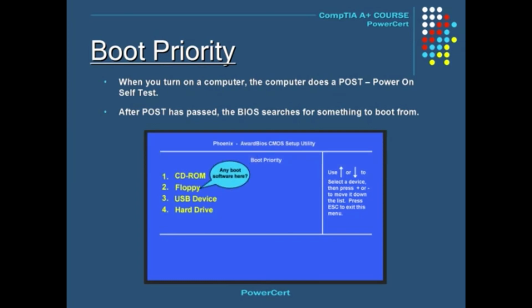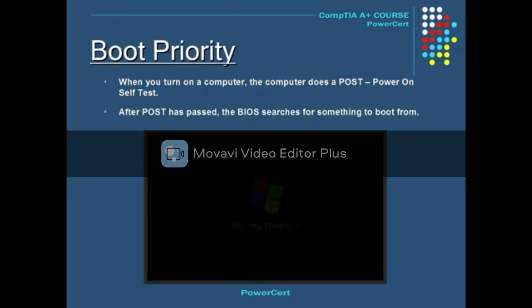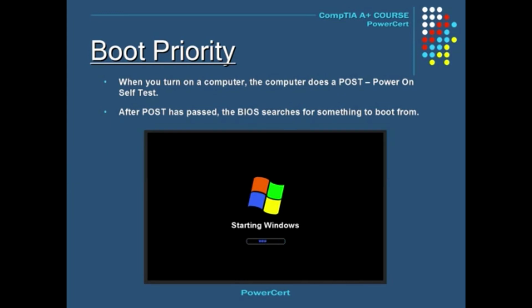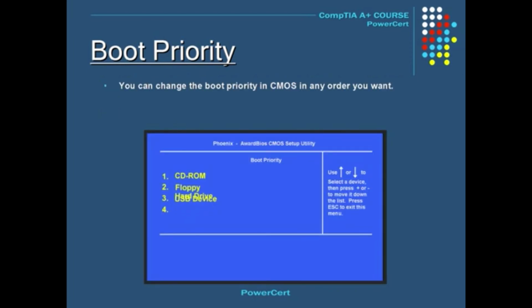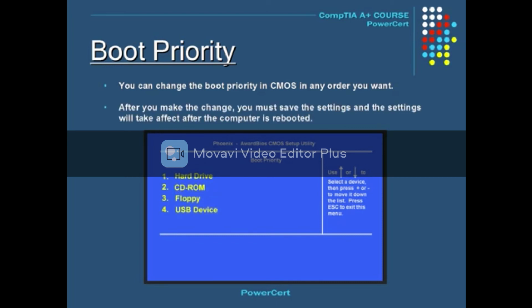And if it doesn't find anything, it will move on to the second device on the list and check that next. And it will continue down the list until it finds something to boot from. But you can change the boot priority in CMOS in any order you choose. And once you make the change, you just save the settings, and the next time you reboot the computer, the settings will take effect.